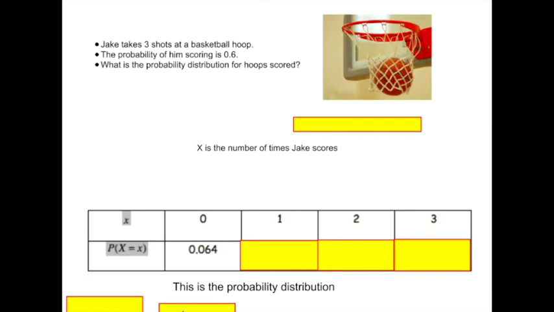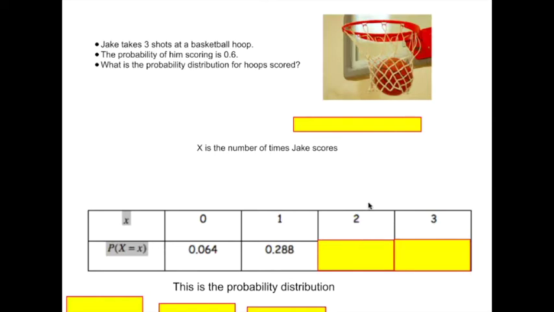What about me scoring on 1 occasion? Well, that would basically be either score, miss, miss, or it could be miss, score, miss, or it could be miss, miss, score. So I've got 3 different combinations of when I could score the hoop. And for each one of those, it'll be 0.6 times 0.4 times 0.4, because I've got 2 misses and 1 score. So if I work that out, I'll get 0.288.